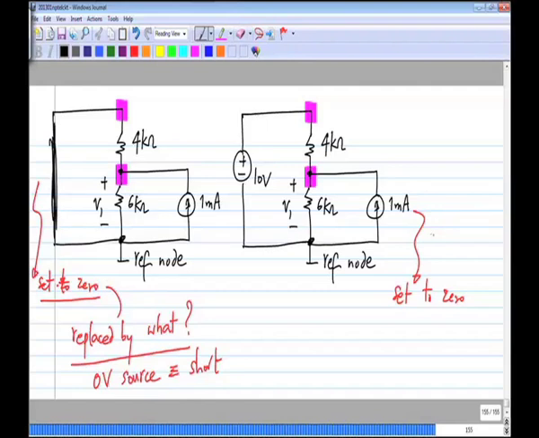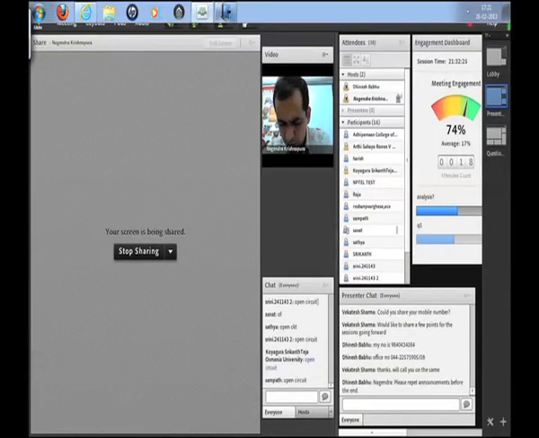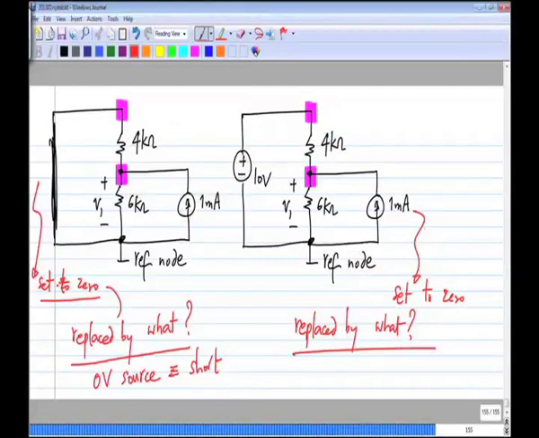Now similarly, when I set the current source to 0, what should I replace it by? So clearly I have to replace it with a 0 current source, and a 0 current means no current, which is an open circuit. Okay.